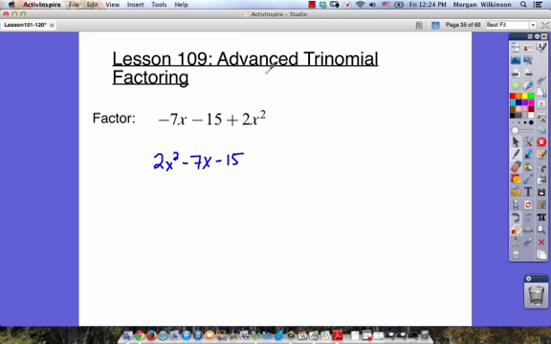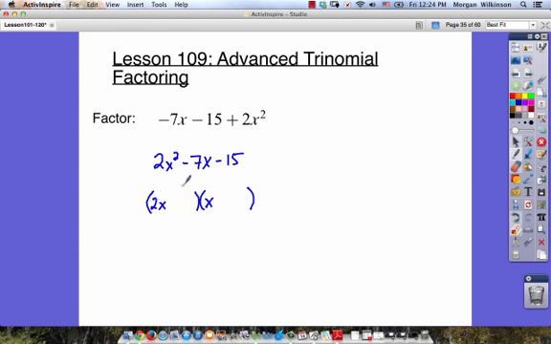Now this is advanced trinomial factoring because we can't factor anything out of our trinomial. We can't factor out the 2. So that means our binomials, when we factor, are going to look a little bit different. Instead of having x times x to get x squared, we now need to have 2 times x, because 2 times x gives us 2x squared. Now what that does is when we take our 2x and multiply it by our outer term, it's going to make it 2 times bigger.